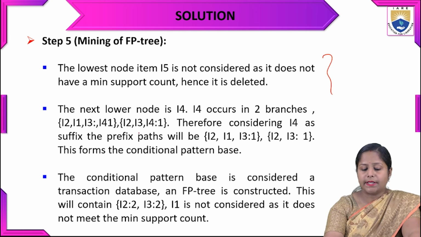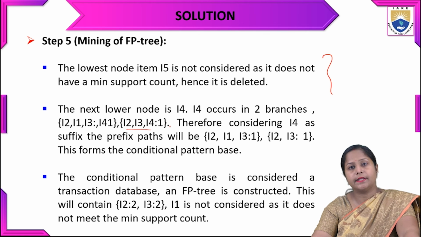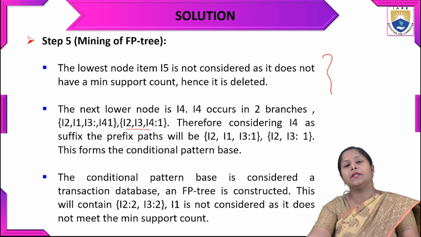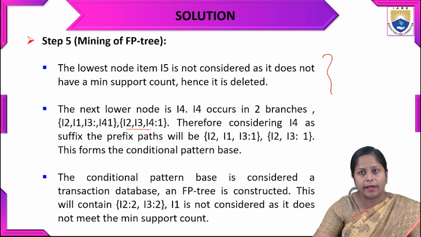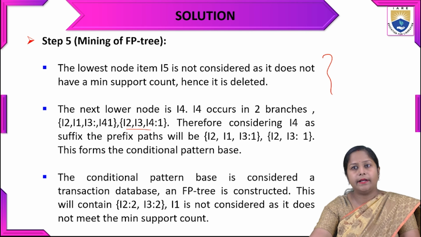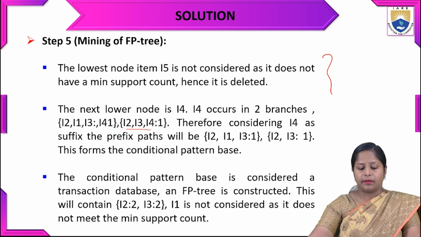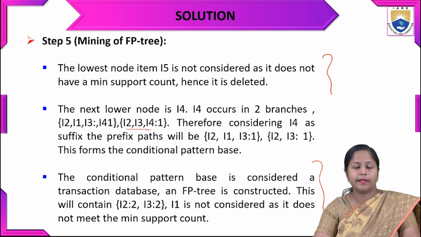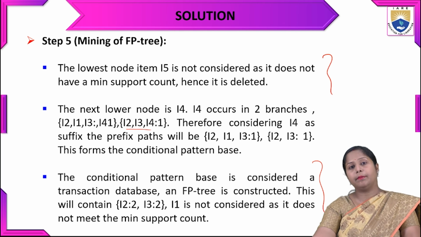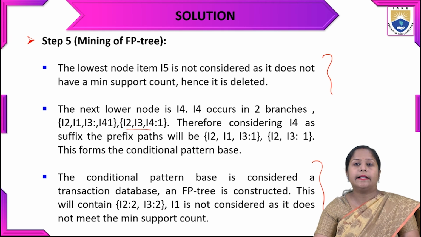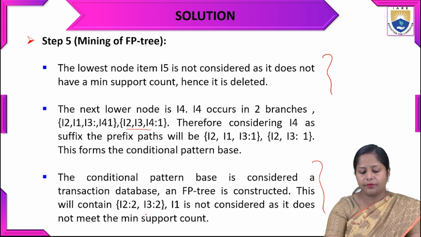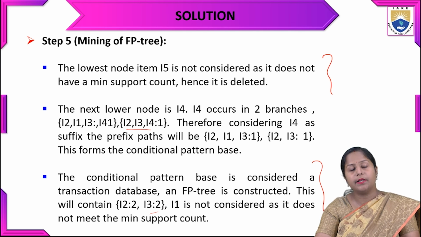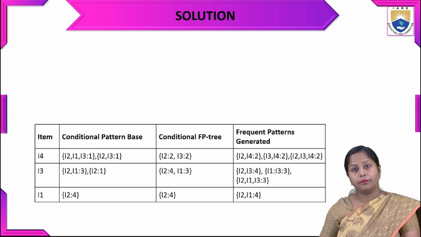The second will be I2, I3, I4, that is counted as 1. So therefore I4 will be the suffix, and the prefix paths will be I2, I1, I3 for 1 time and I2, I3 for 1 time. Now the conditional pattern base will be there for the transactional database of the FP tree. So that will be constructed now. It will contain I2 for 2 times, I3 for 2 times, right? So now I1 will not be considered, because it does not have the minimum support.